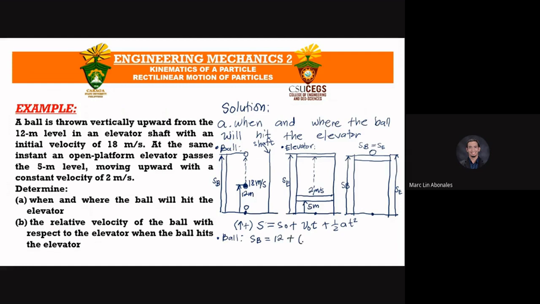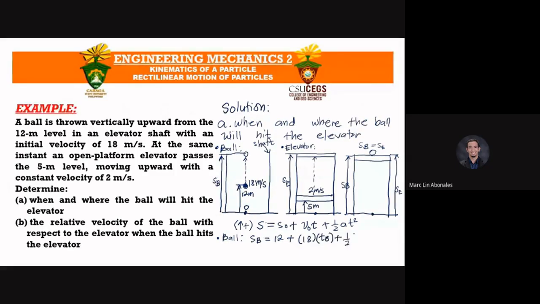equals initial position sa ball that is 12 meters, plus initial velocity sa ball that is 18 meters per second. Time is TB plus 1/2 AC. So for the constant acceleration, like what I've said, that is the gravity. And since gravity is always downward man itong gravity. So therefore, ang atong isubstitute diri na value na 9.81 is negative 9.81 meters per second squared and times TB squared. The same thing with the elevator.